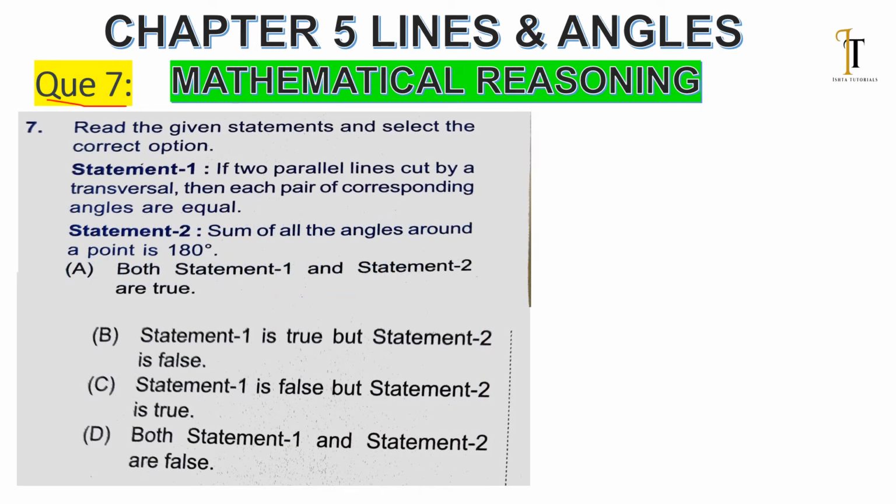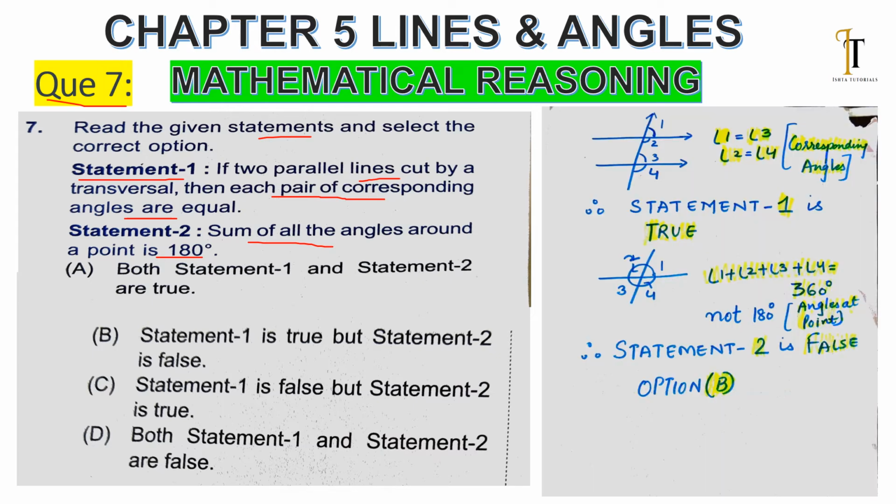Question number 7. Read the given statement and select the correct options. Statement 1 is, if two parallel lines are cut by a transversal, then each pair of corresponding angles are equal. Statement 2 is, if the sum of all the angles around a point is 180. Now by solving these two statements, you need to find the correct answer. So let's check the solution.